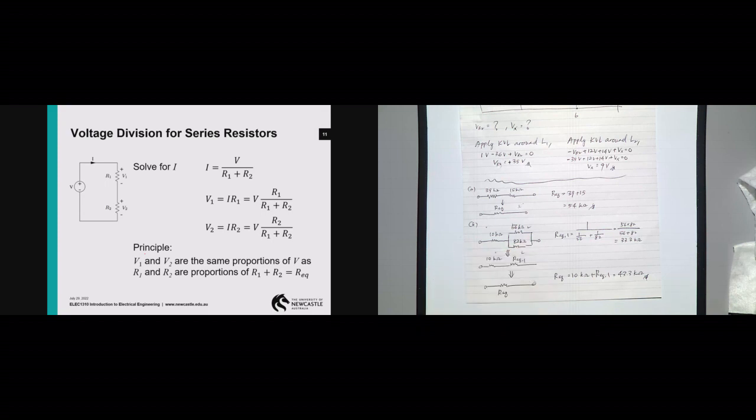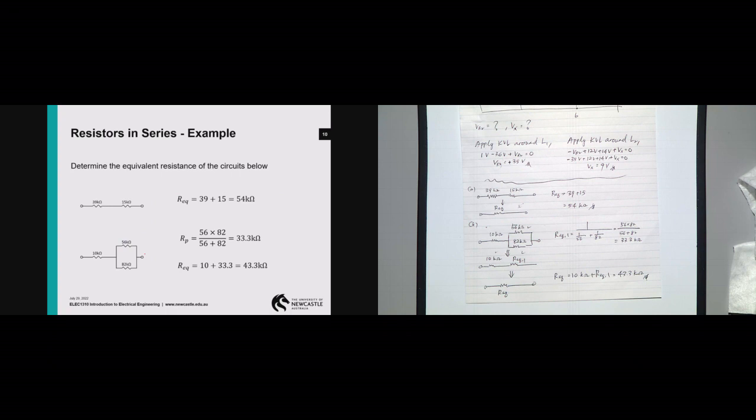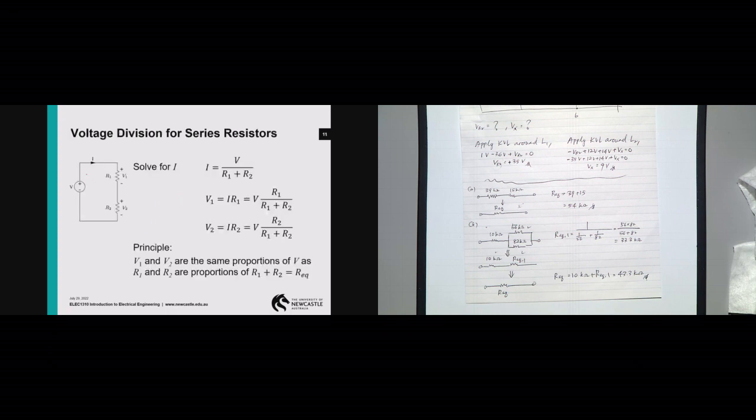So applying KVL, using a similar approach here, you notice that if we represent all the values as unknowns, you have a KVL around loop 1, right? What I want to do is find the current, solve for I. By applying KVL, we have negative V plus V1 plus V2 equals 0 for starters, sorry. So V equals V1 plus V2.